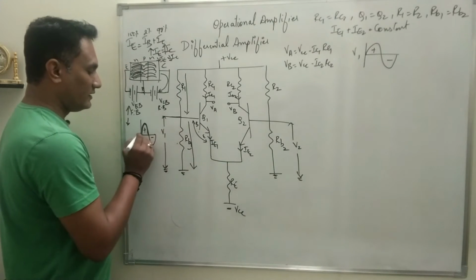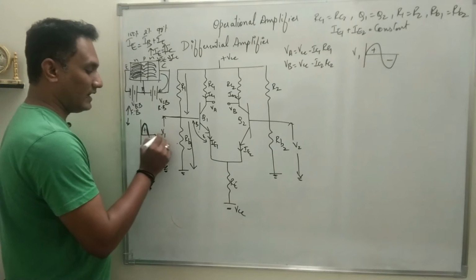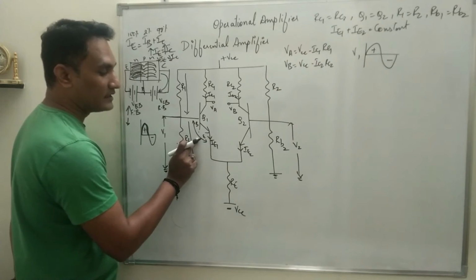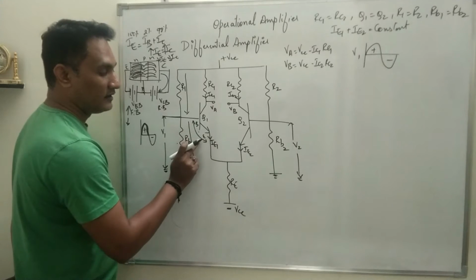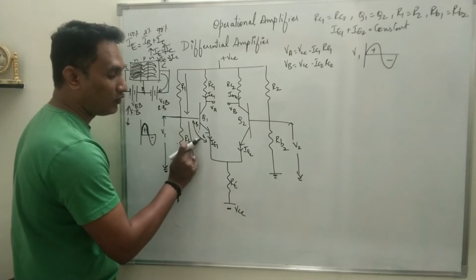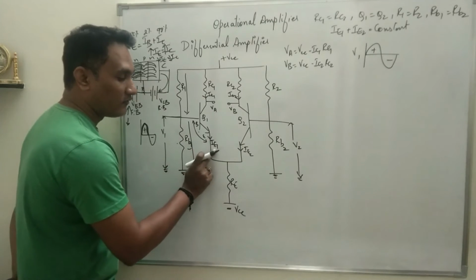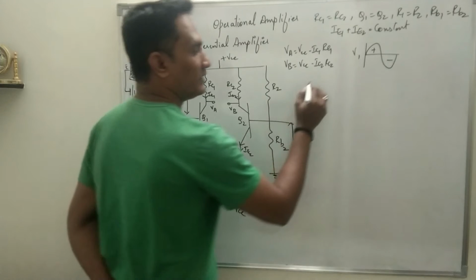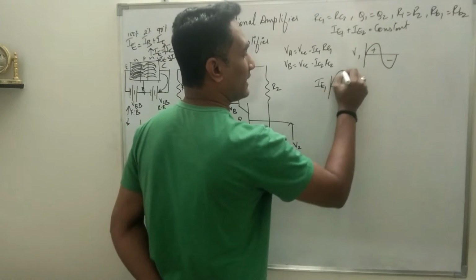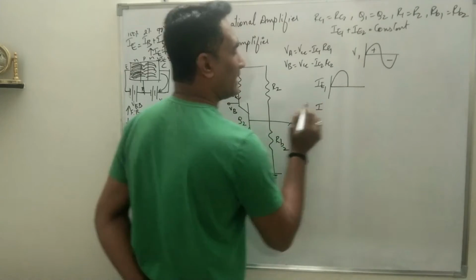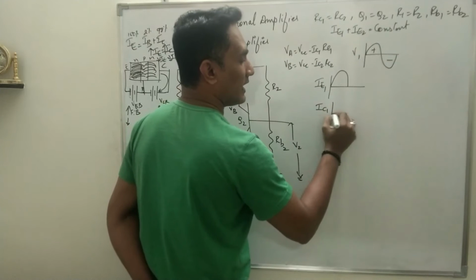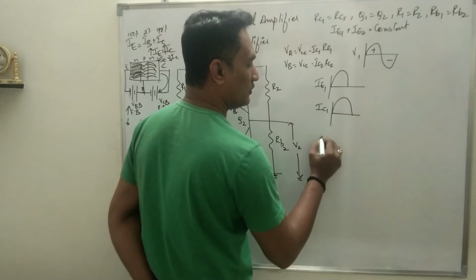So what I said, when V1 is applied during the positive half cycle, the base emitter junction of Q1 is more forward biased, and if it is more forward biased, forward current IE1 increases. So I draw a graphical representation that IE1 increases. As IE1 or IE is equal to IC, IC1 will also increase.